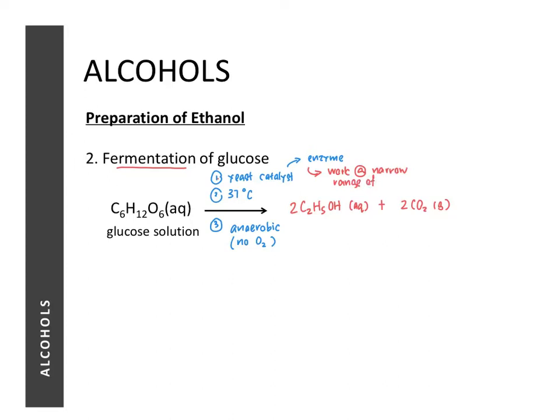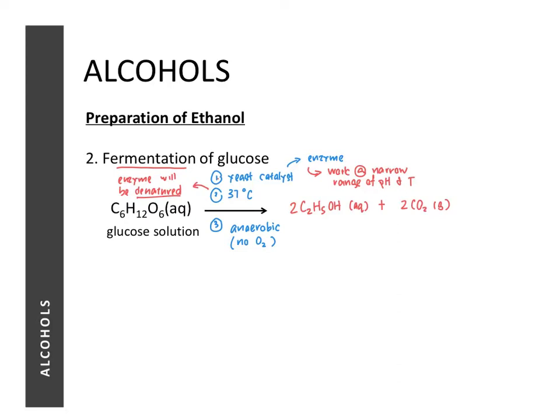Okay, so now, the reason why the reaction must be conducted at 37 degrees Celsius. What happens when the temperature goes higher? Right, your enzyme, your yeast, will be denatured. The structure of your enzyme will change and it will no longer be able to catalyze the reaction. So the reaction will stop. So that's why temperature control is very important for fermentation.